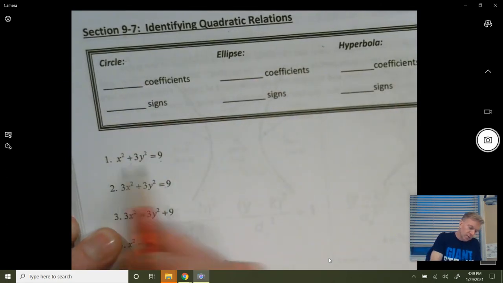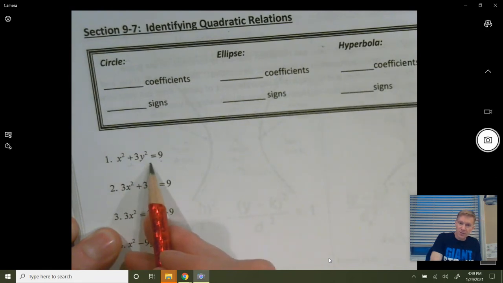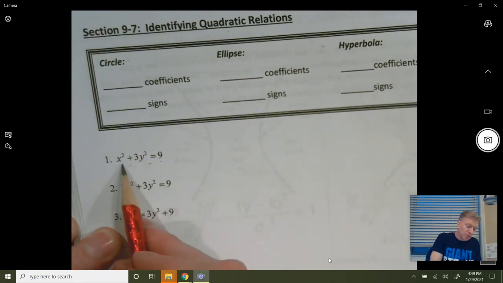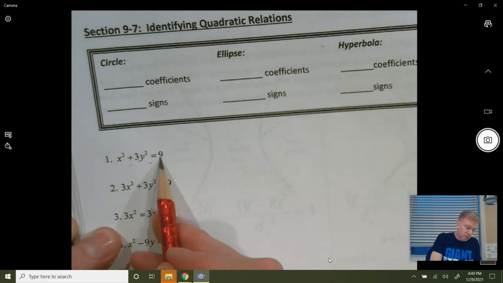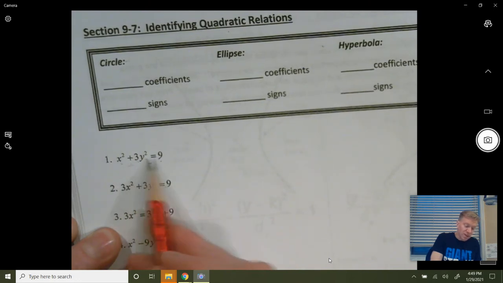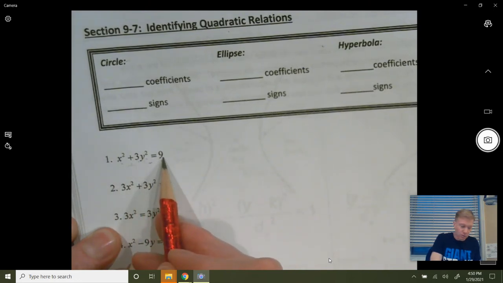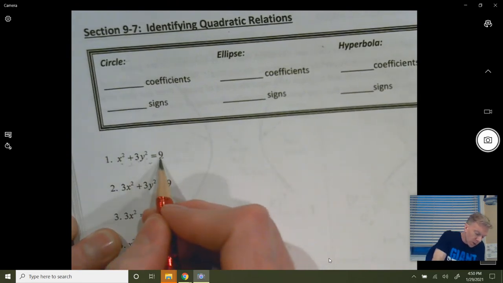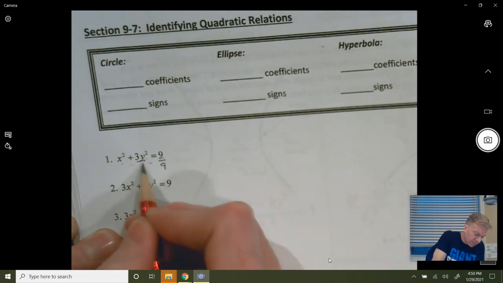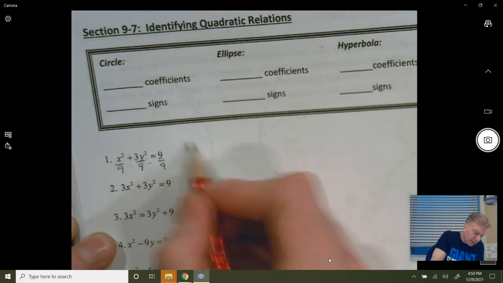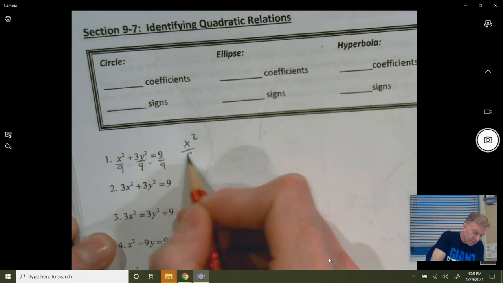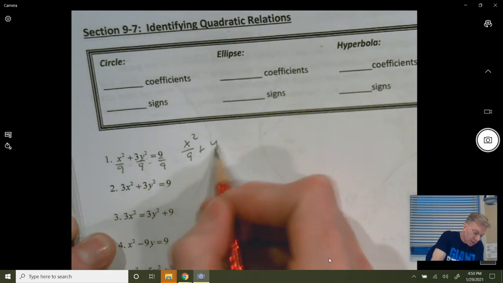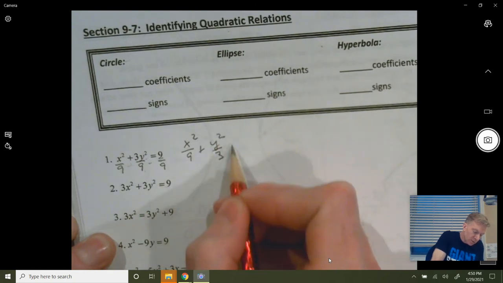This one right here. What you think about is, if I were to put this in standard form, first of all, it's x squared plus 3y squared equals 9. Hopefully you recognize that's not a circle. A circle would have to be x squared plus y squared equals r squared. But if I wanted to get a 1 over here, divide by 9, divide by 9, divide by 9, I'd get x squared over 9 plus y squared over 3 equal to 1.